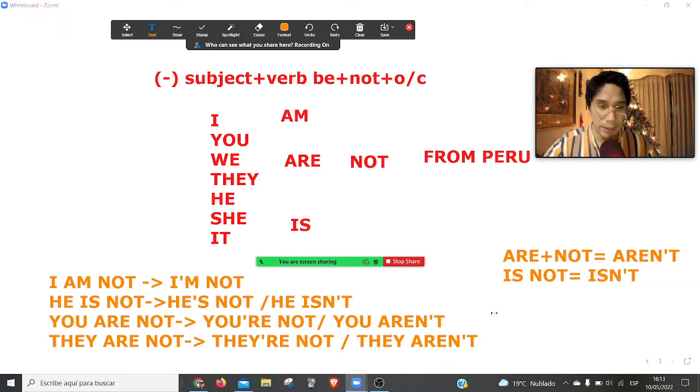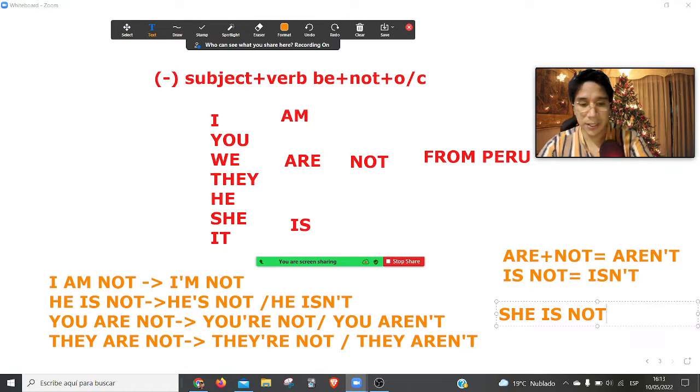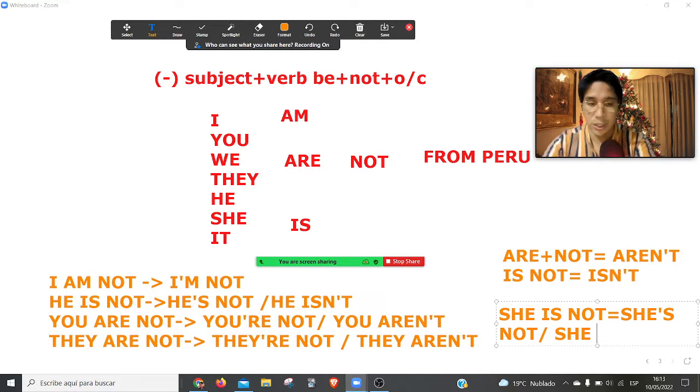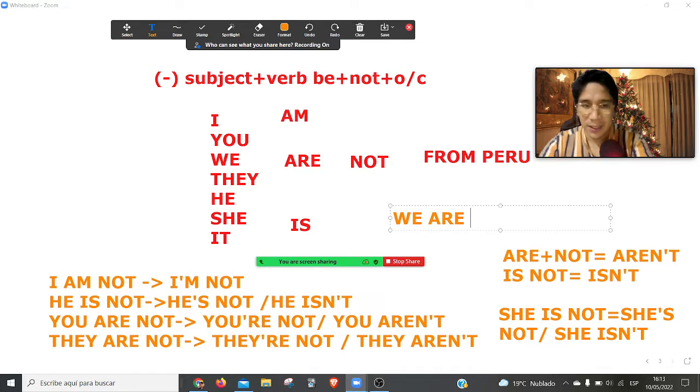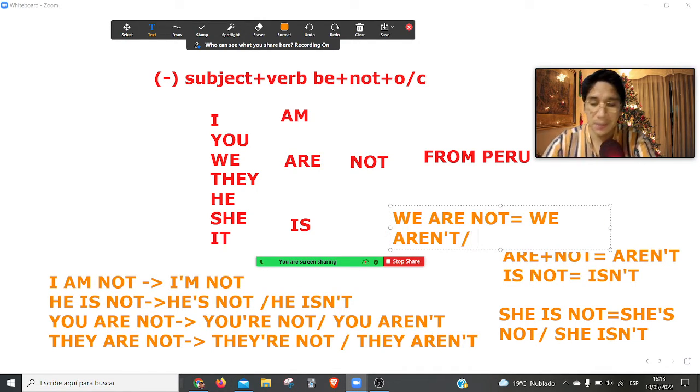You got it all. Por ejemplo, del she is not, ¿cómo sería del she is not? She's not. O también puede ser she isn't. Del we are not, we aren't, and we're not. Ok, lo voy a escribir. El we are not sería el we aren't. También podría ser el we're not. Ok.